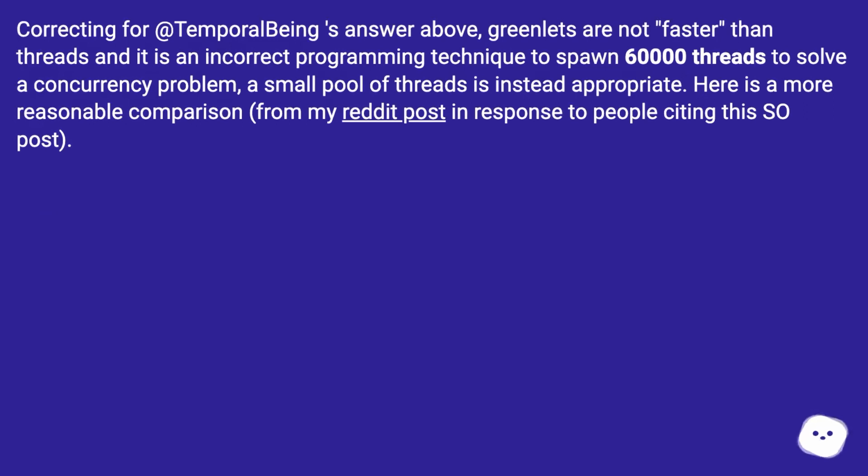Correcting the earlier answer above: greenlets are not faster than threads, and it is an incorrect programming technique to spawn 60,000 threads to solve a concurrency problem. A small pool of threads is instead appropriate. Here is a more reasonable comparison from my Reddit post in response to people citing this Stack Overflow post.